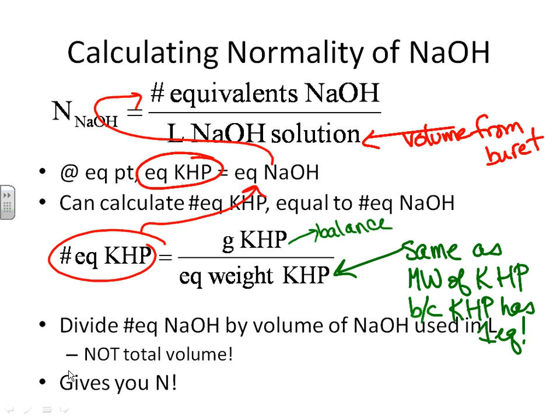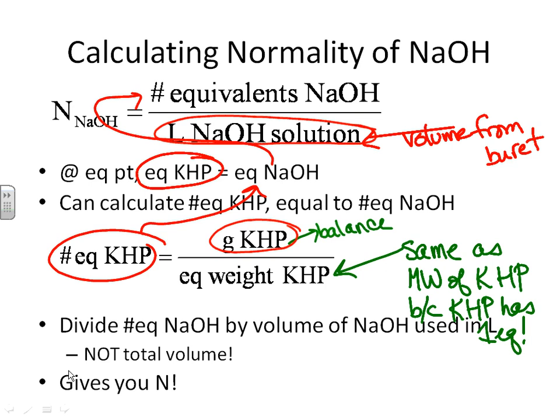So the measurements that you are going to be making are right here: grams of KHP, liters of sodium hydroxide solution. Everything else is going to be calculations. Grams KHP divided by equivalent weight, which is the same as the molecular weight, gives you equivalents of the acid. Equivalents of the acid equal the equivalents of the base at the equivalence point. So we take that number and divide it by the volume of the base from the burette. That gives us the normality of the sodium hydroxide.